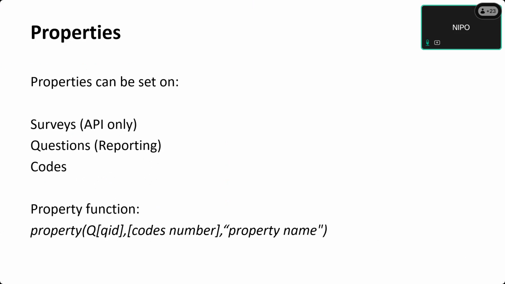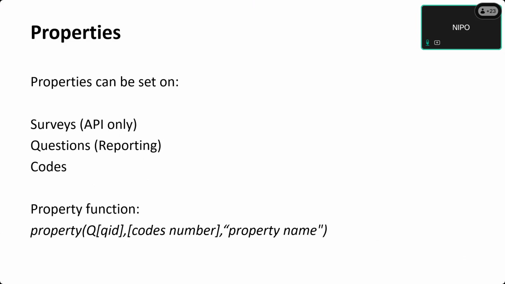A property is something you can set on either a survey, questions, or codes. On surveys, you can only set properties using the API, and it only has any meaning using that in your automation. It means that you can group surveys. You can set properties on questions. You do that in the script, but that has no meaning in the script. Those properties only have meaning in reporting, where again you can group questions together based on those properties.